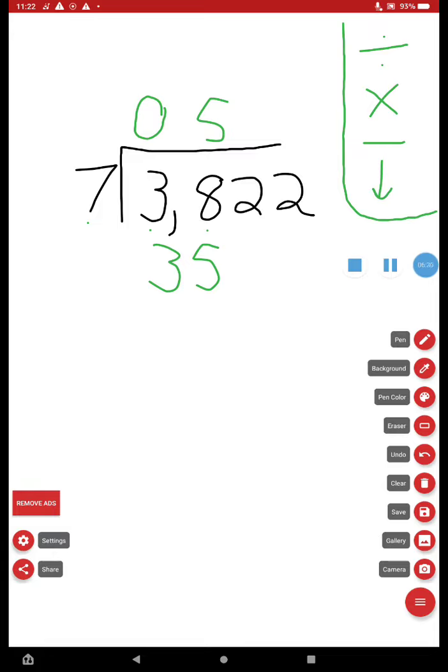Now I multiply. 5 times 7 is 35. Now I subtract. 38, see, I'm ignoring the 22 over here right now. That's important. Let's do 38. 38 subtract 35 is 3. We already know 7 can't fit inside of 3, so we bring down the 2. I now have 32. What's 32 divided by 7? That's going to be 4. 4 times 7 is 28.